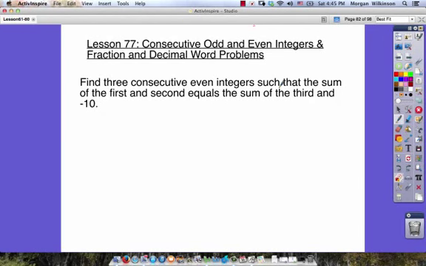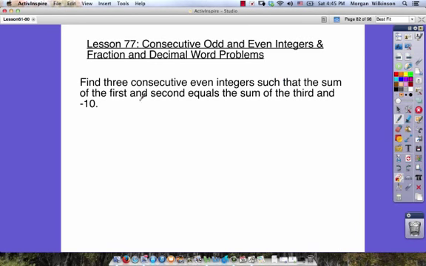Lesson number 77 is about consecutive odd and even integers and fraction and decimal word problems. Our first problem says to find three consecutive even integers such that the sum of the first and the second equals the sum of the third and negative 10.